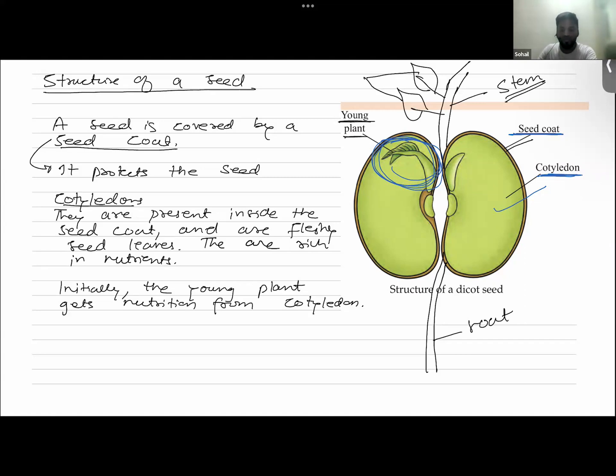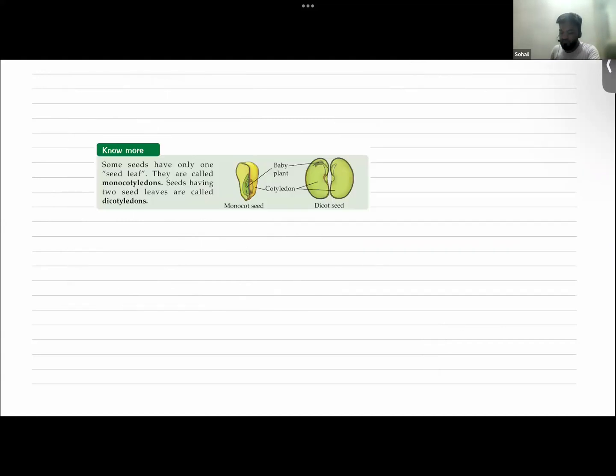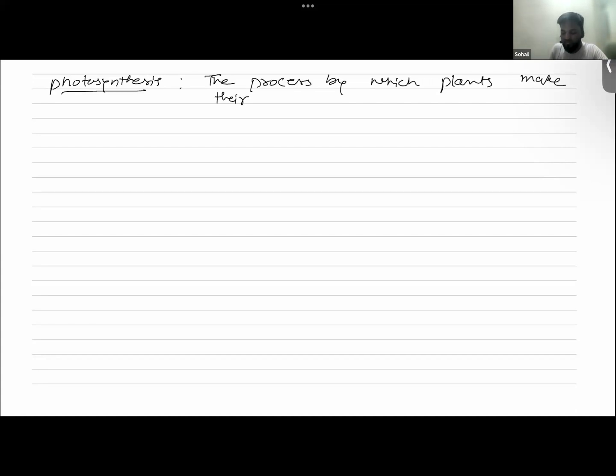Okay, let me tell you about this one. Look, photosynthesis. What is photosynthesis? It is basically the process by which plants make their food. The process by which plants make their food.